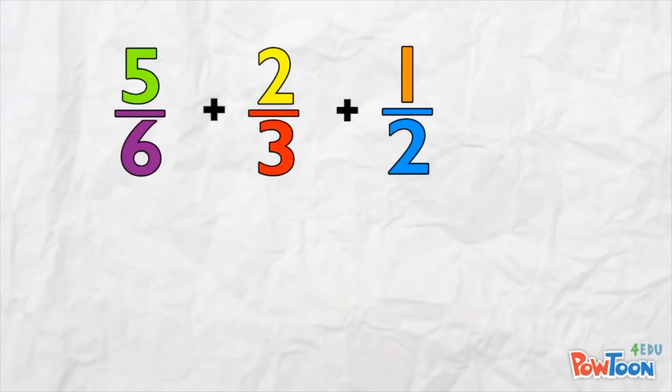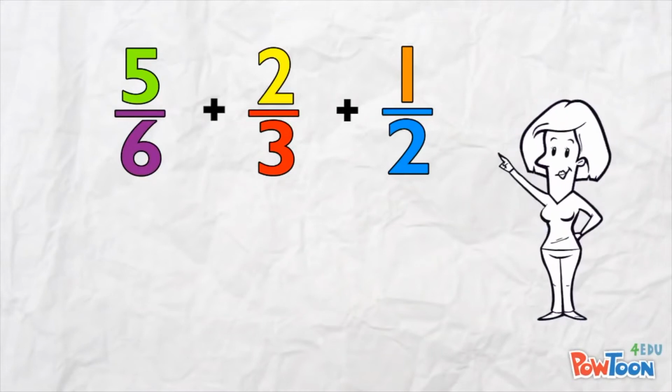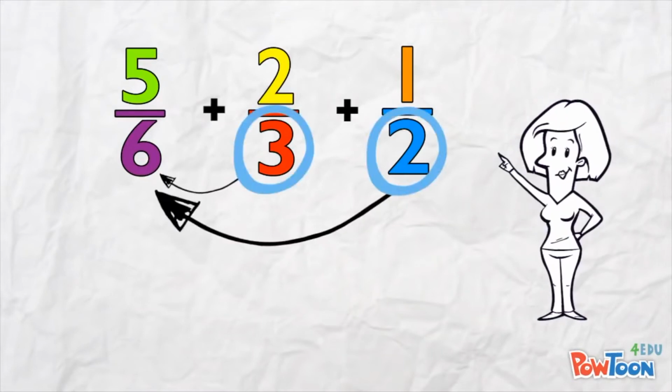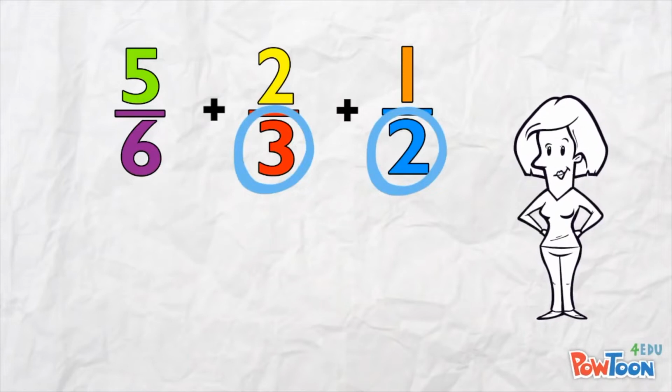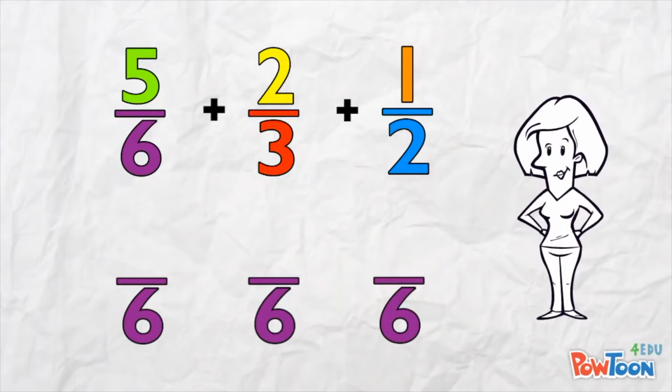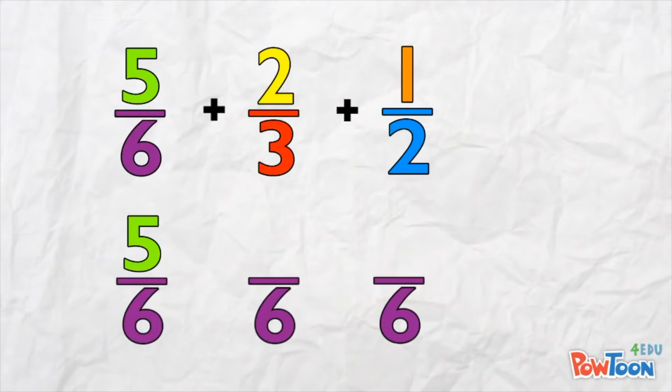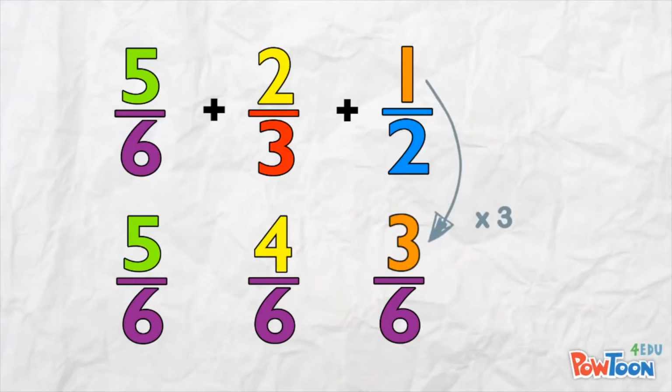First, we look at the denominators. We've got 2, 3 and 6. If you know your tables, you'll spot that 2 and 3 are both factors of 6. So 6 is the lowest common denominator. 5/6 stays as it is. For 2/3, to get a denominator of 6, I multiply 3 by 2. So I multiply the numerator by 2, and that's 4 over 6. For 1/2, to get a denominator of 6, I multiply the 2 by 3. So I multiply the numerator by 3. 3 over 6.